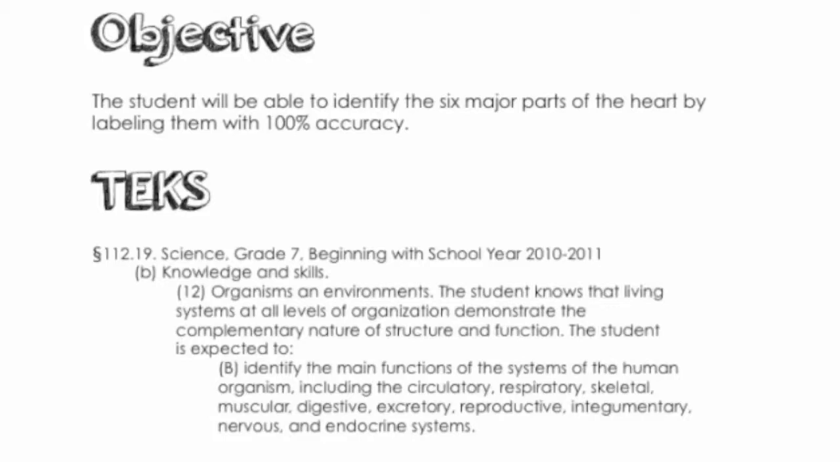The objective of my virtual tour is the student will be able to identify the 6 major parts of the heart by labeling them with 100% accuracy. The TEKS is for 7th grade science, and the student should be able to identify the main functions of the systems of the human organism, including the circulatory, respiratory, skeletal, muscular, digestive, excretory, reproductive, integumentary, nervous, and endocrine systems.